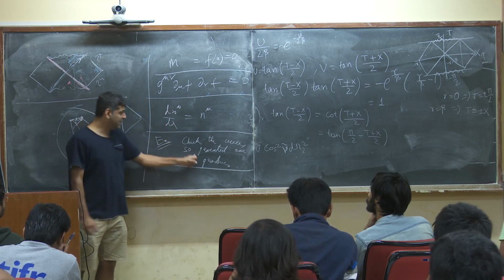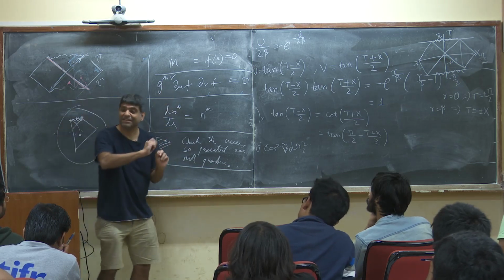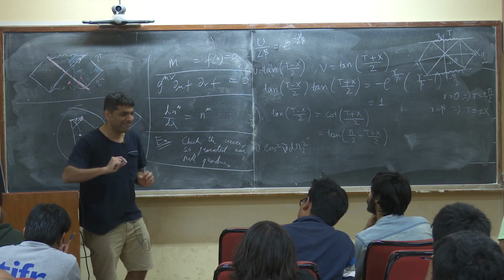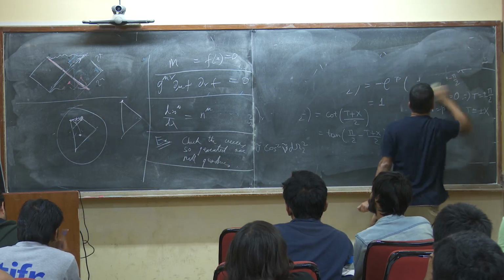So this equation here generates a set of null geodesics. So you generate a congruence of null geodesics by this equation.